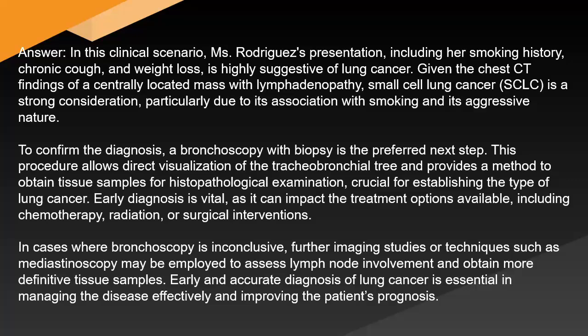This procedure allows direct visualization of the tracheobronchial tree and provides a method to obtain tissue samples for histopathological examination, crucial for establishing the type of lung cancer. Early diagnosis is vital as it can impact the treatment options available, including chemotherapy, radiation, or surgical interventions. In cases where bronchoscopy is inconclusive, further imaging studies or techniques such as mediastinoscopy may be employed to assess lymph node involvement and obtain more definitive tissue samples. Early and accurate diagnosis of lung cancer is essential in managing the disease effectively and improving the patient's prognosis.